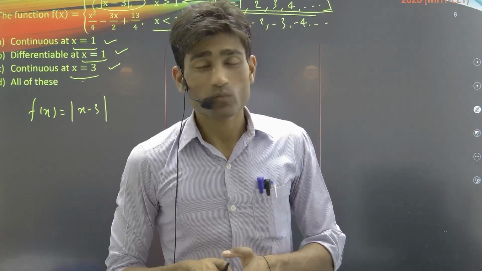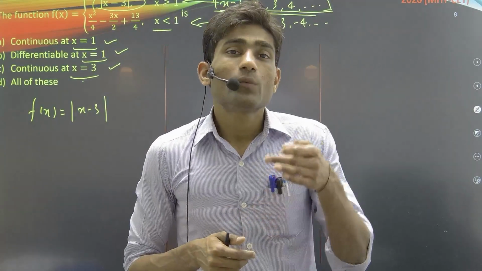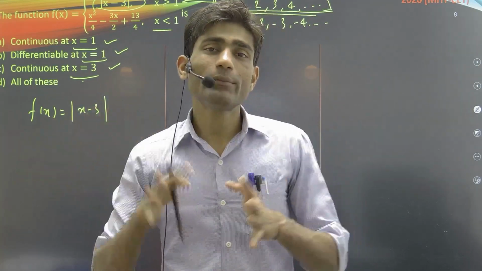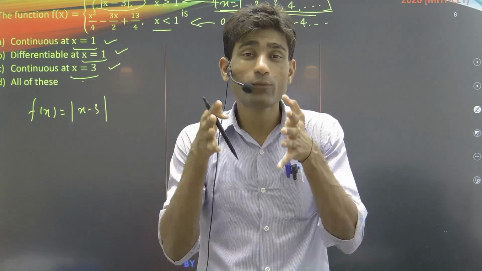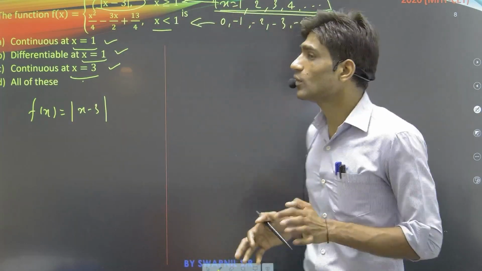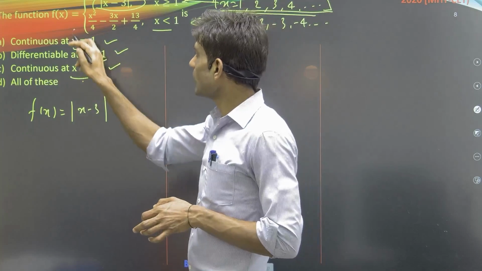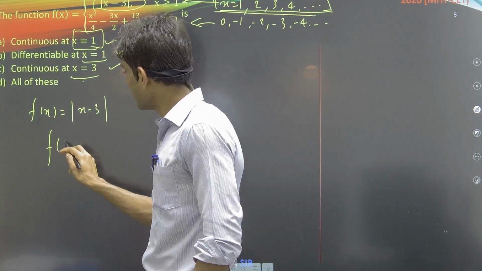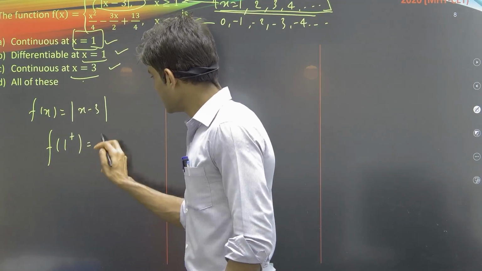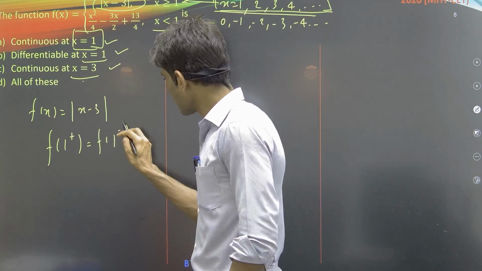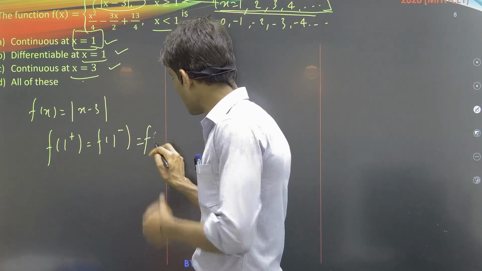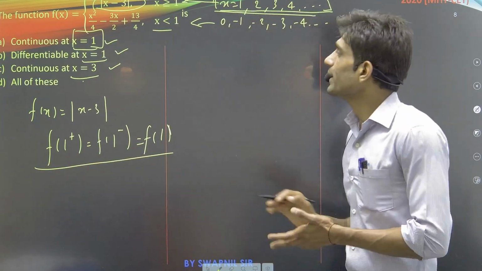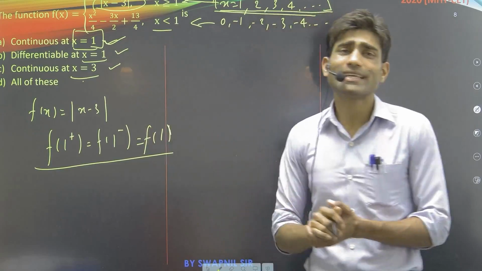is said to be continuous. Or in mathematical way, we write: the positive limit for our given function, the negative limit for our given function, equal to f of our constant, then the function is continuous. So we have to show for x equal to 1 that f of 1 plus, which is equal to f of 1 minus, which is equal to f of 1. If these three conditions hold, then we say that the function is continuous at x equal to 1.